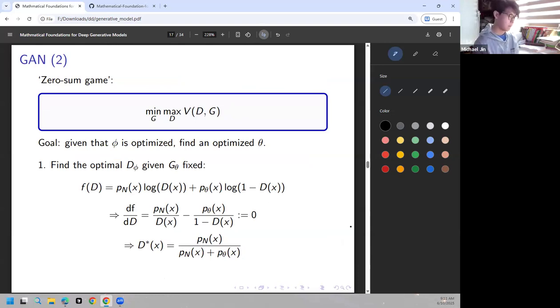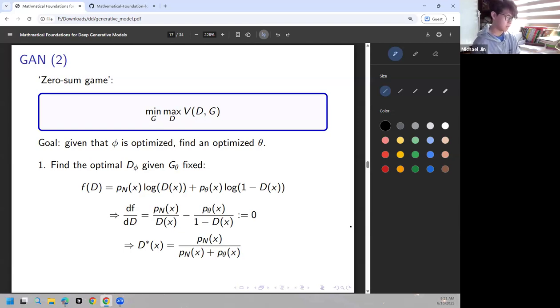The first step is to find how we can define that our discriminator is optimized. Here we first let the generator be a fixed value, so we can write down its value function that is only dependent on D. It's p_data times log D plus p of theta times log of 1 minus D. Since we want it to be optimized, we should find the point where its derivative is zero. So we calculate the derivative of f over D and let it be zero.